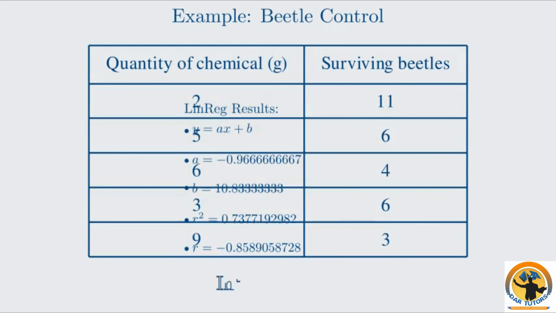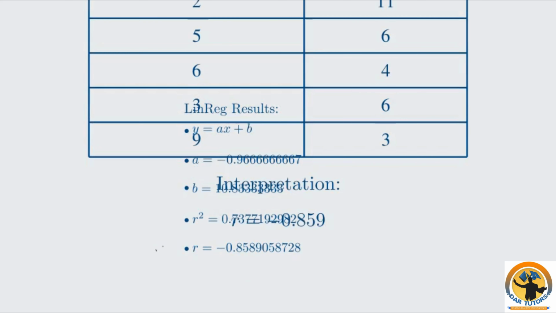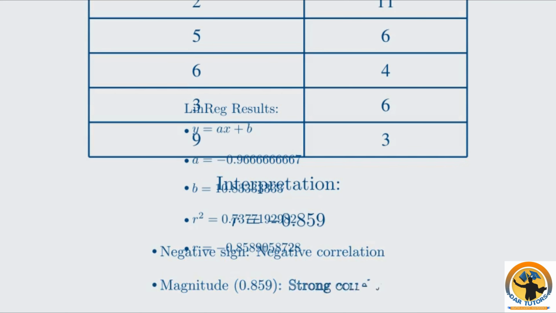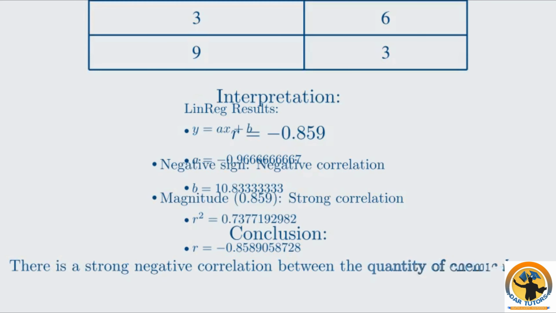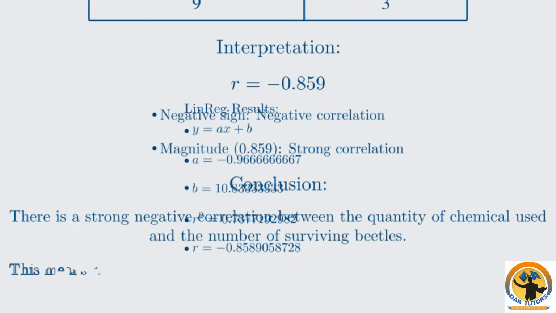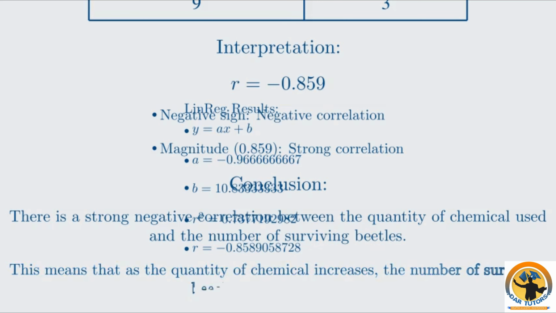Now, let's interpret this value. The sign is negative, so we have a negative correlation. The magnitude 0.859 falls into the strong category according to our guide. Therefore, we can conclude there is a strong negative correlation between the quantity of chemical used and the number of surviving beetles. This means that as the quantity of chemical increases, the number of surviving beetles tends to decrease.